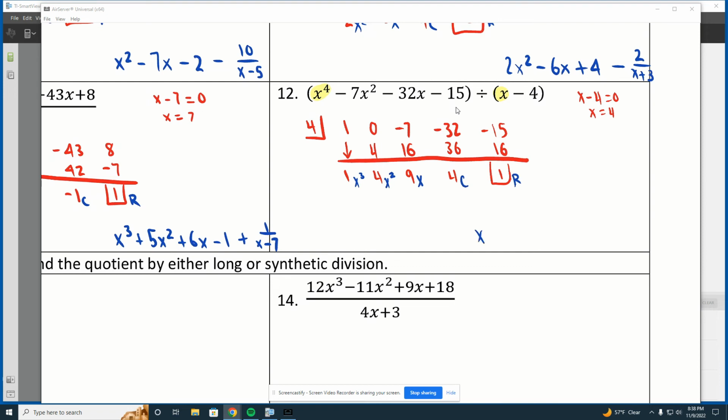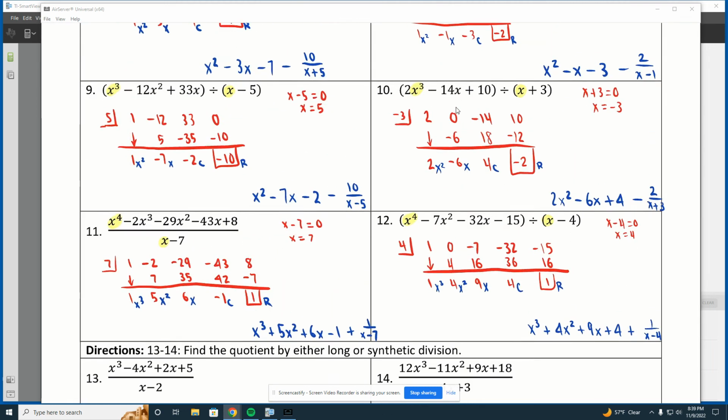So my solution is x cubed plus 4x squared plus 9x plus 4 plus 1 over the divisor, x minus 4. And that, you guys, is synthetic division.